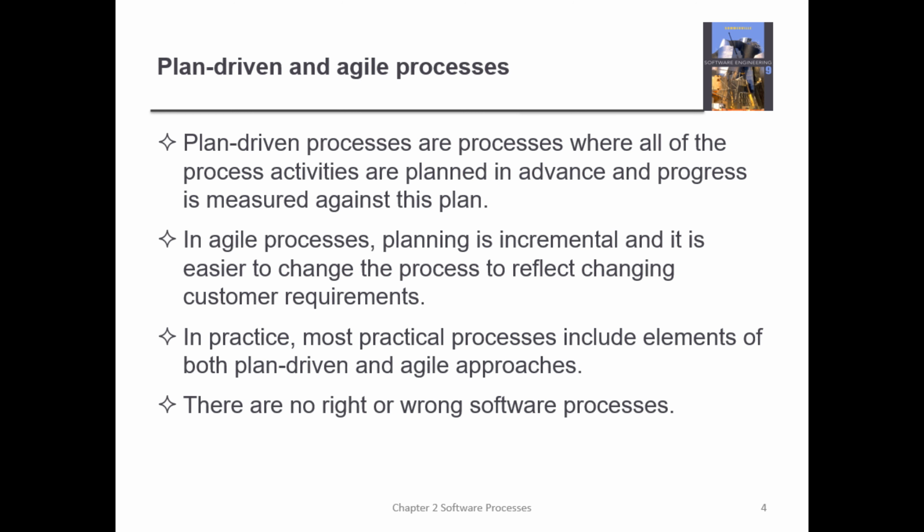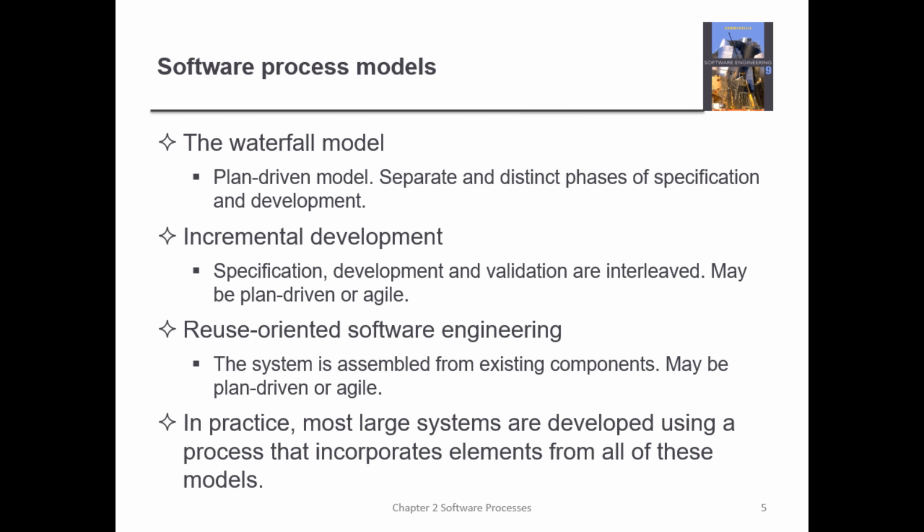So in practice, these two work hand in hand, and there is no right or wrong software process as long as you have a reason as to why you are choosing that process. So this takes us to the software process models. These are the 3 general software process models. We have the waterfall model, incremental development model, and reuse-oriented software engineering.